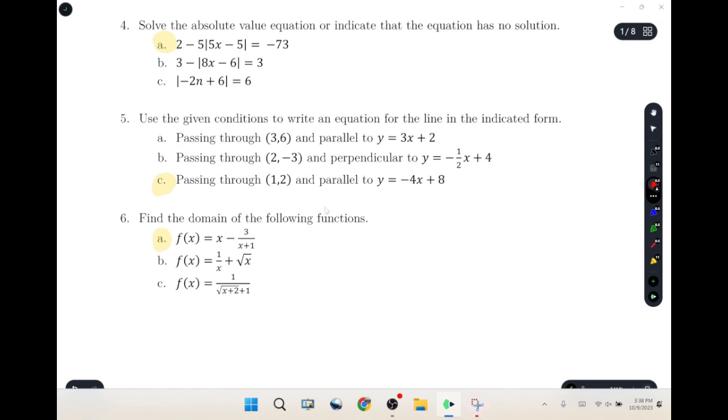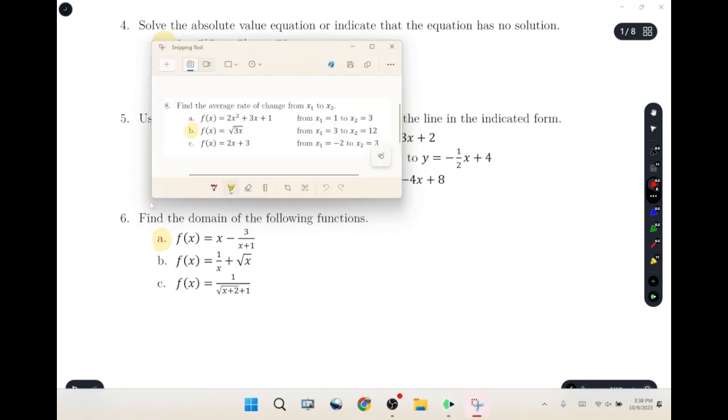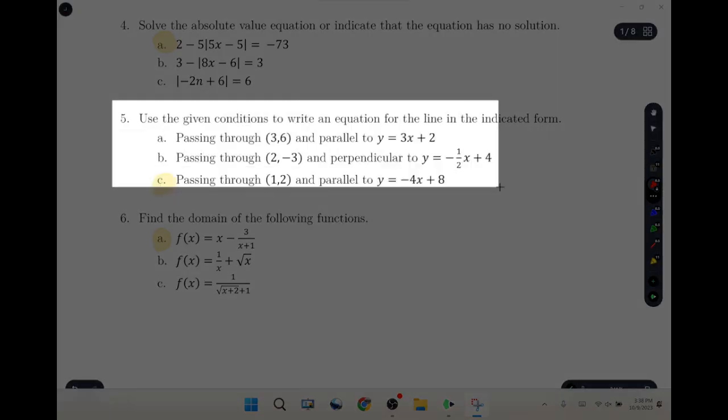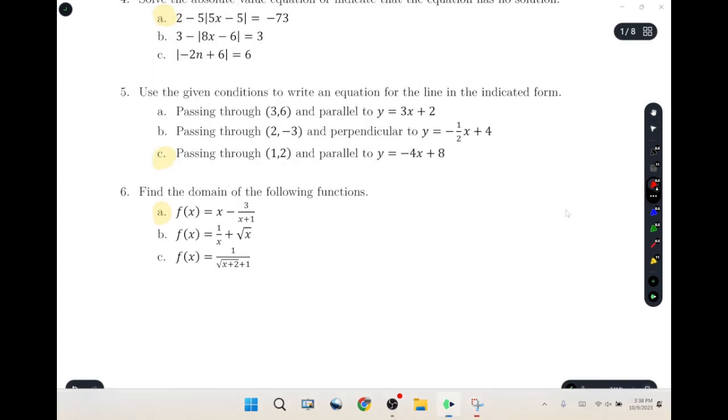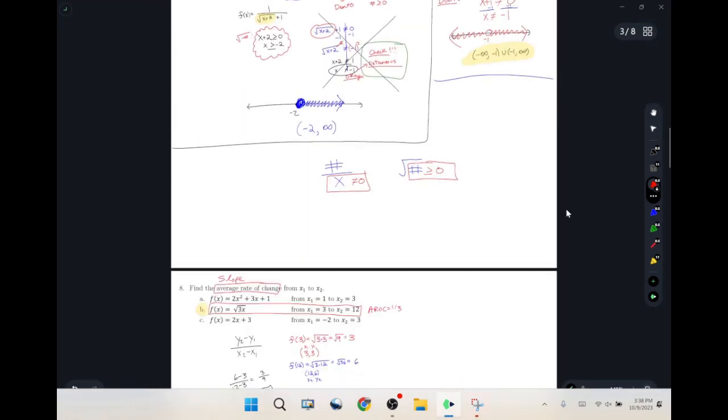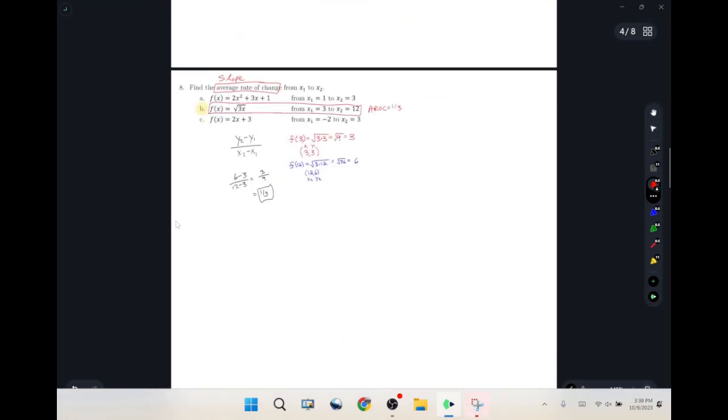Oh, this is what we started with. Let's do 5B just because it's the harder one. And if you can do B, you can do the other two. This is exactly what you were talking about earlier, Deb, this type of problem.